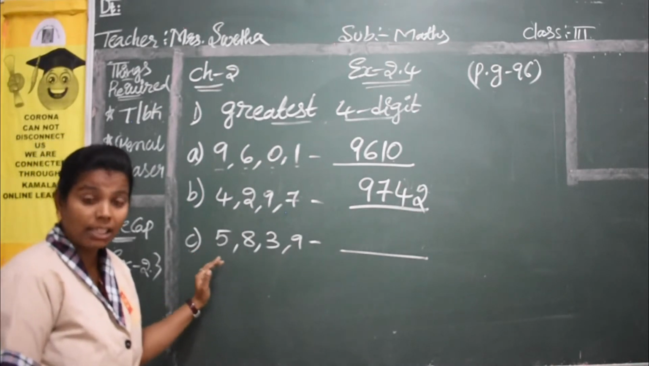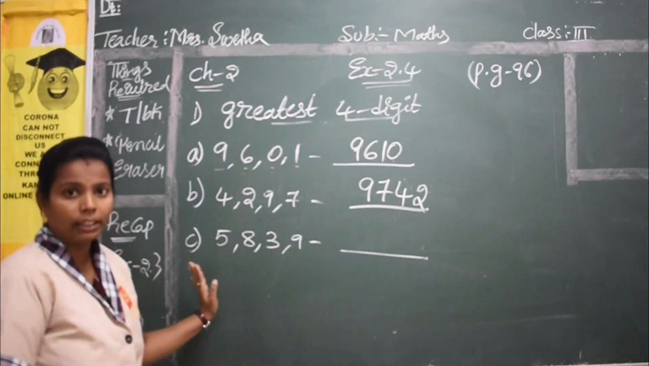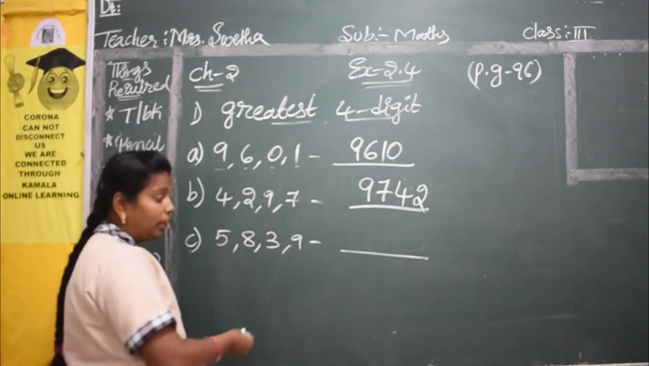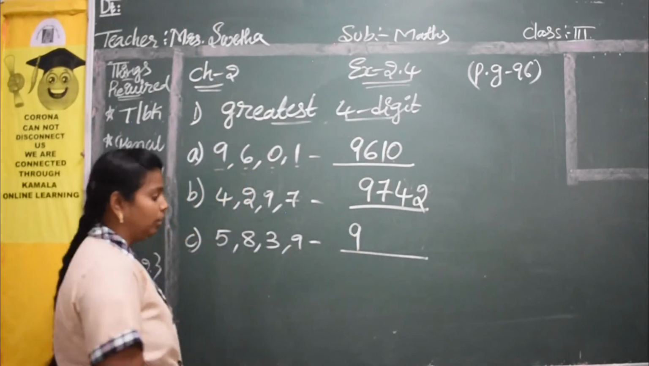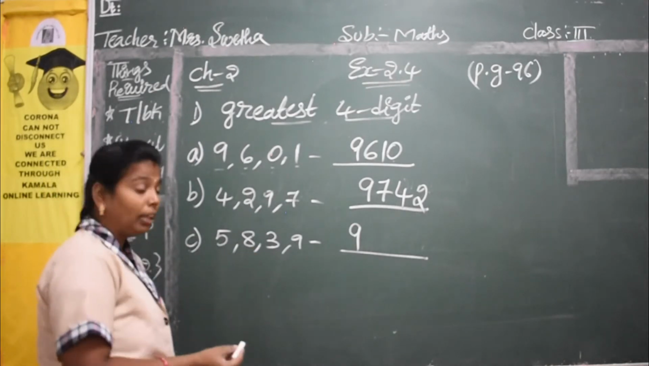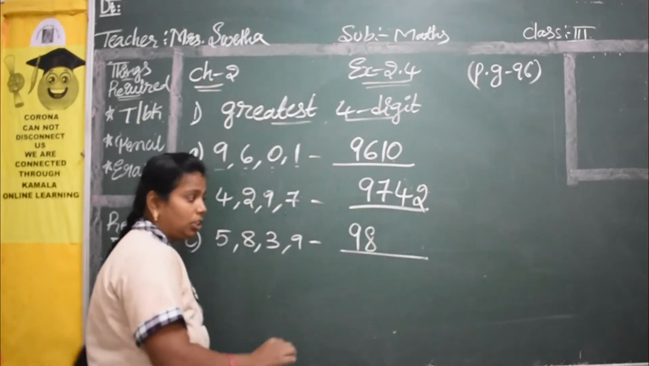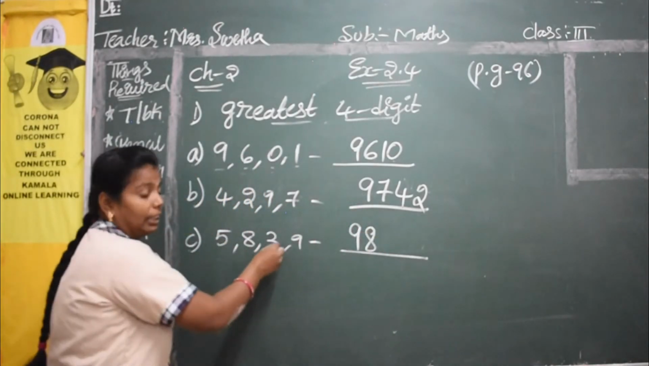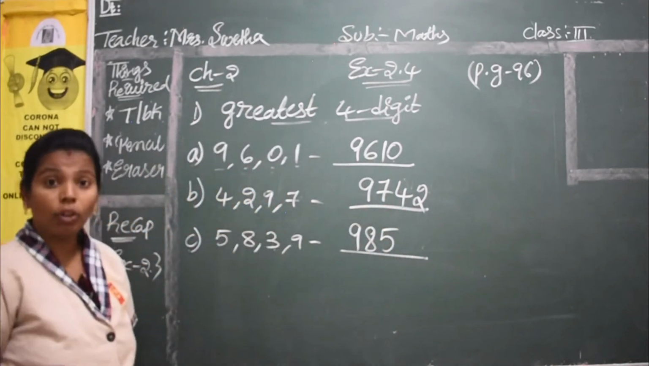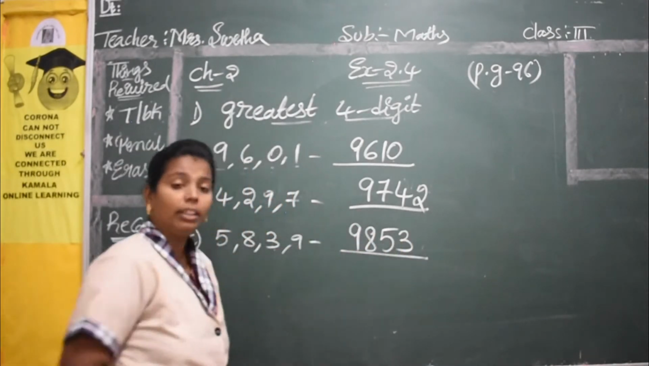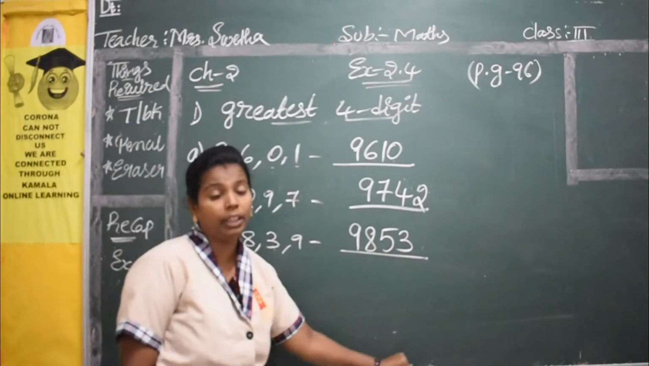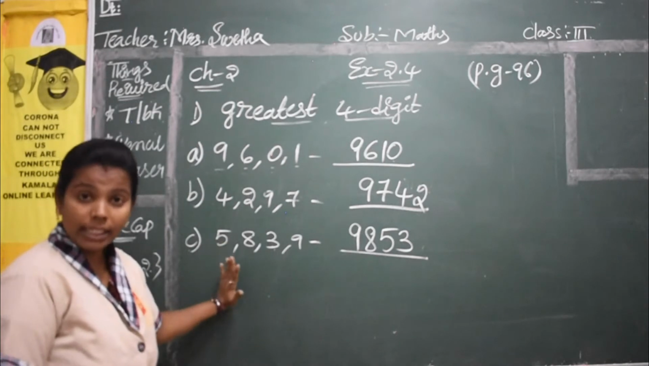Now we will move on to the third one. Here you have the digits 5, 8, 3, 9. From these you have to find the greatest number. So 5839, which is the big number? 9. So take number 9. From 5, 8, 3, which is the bigger one? 8. So take number 8. 5 and 3, which is the bigger one? 5. So take number 5. Then the left out number is 3. So take number 3. So the greatest number formed in the third question is 9853.